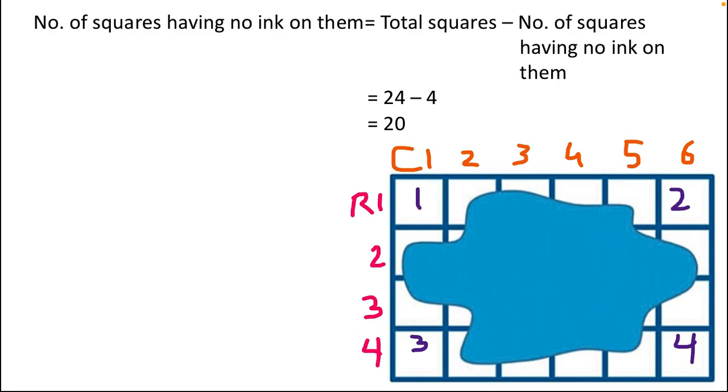We already know that by using that formula we got our answer, which is 20. So our answer is what? Option number E, 20.